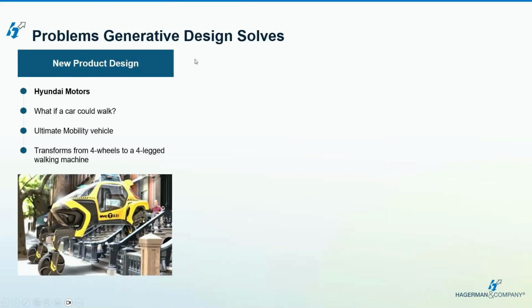So some of the problems that generative design solves, and some examples of this, is with Hyundai Motors. They've done a mobility vehicle, and they've created some of the structure for the vehicle with generative design. So some of the frame structure and some of the structure around the wheels, and the components inside of there. So you can use that for new product design.